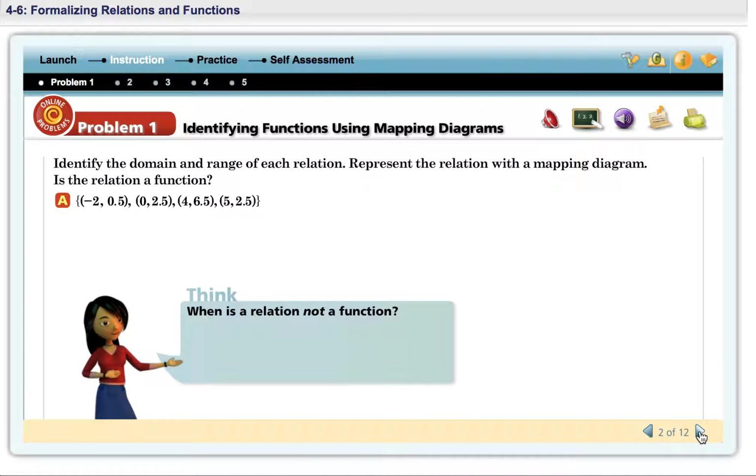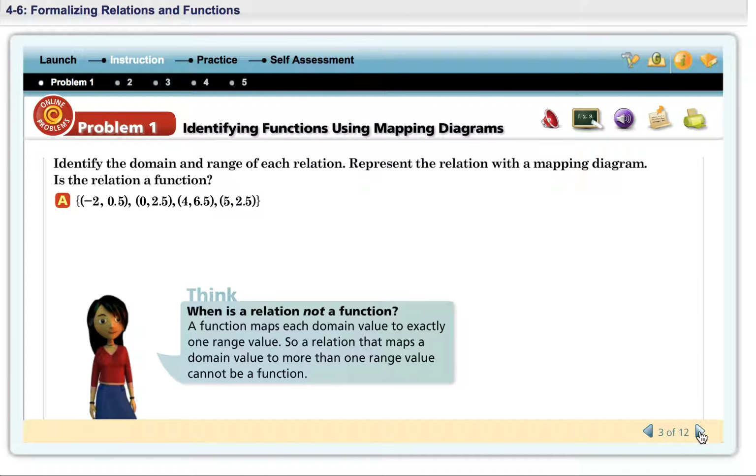When is a relation not a function? A function maps each domain value to exactly one range value. So, a relation that maps a domain value to more than one range value cannot be a function. That's really just a fancy way of saying that for every x, you have only one possible answer as a y.